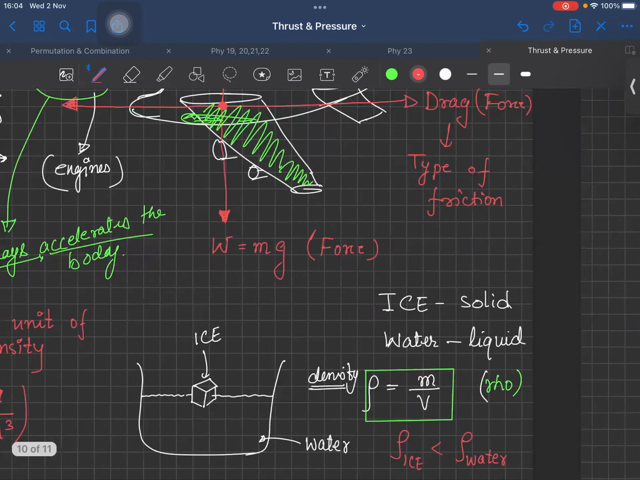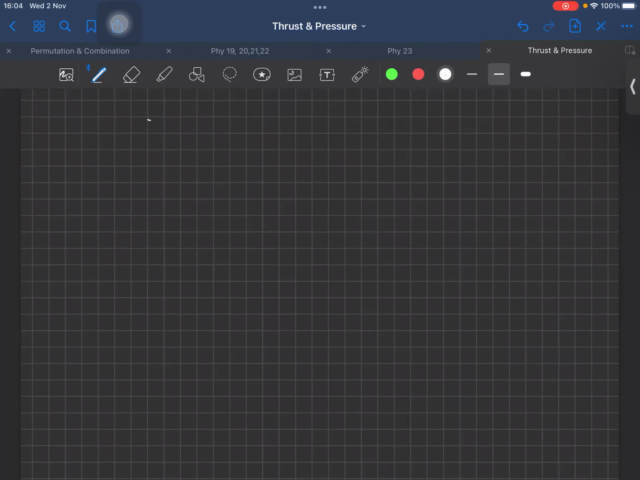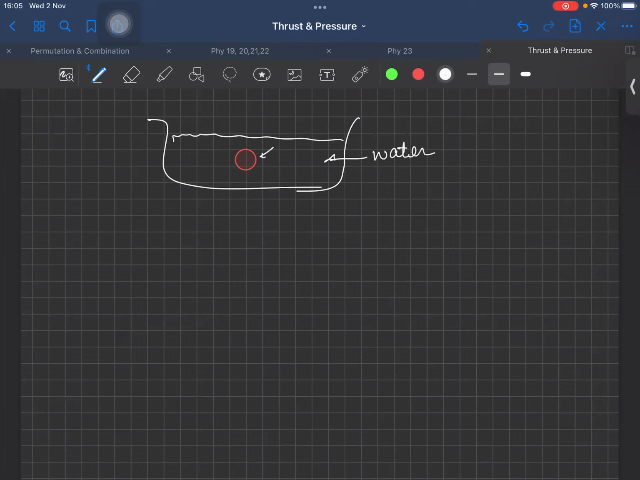Okay, now let's take another example. Again, let's say you have a vessel, and you have some water in it, and you have some solid, let's say some solid ball, maybe some spherical ball. So what you will see, because of this water, there will be pressure or some force on this ball. And of course, because of this water, there will be some force on the walls of the container as well, right?